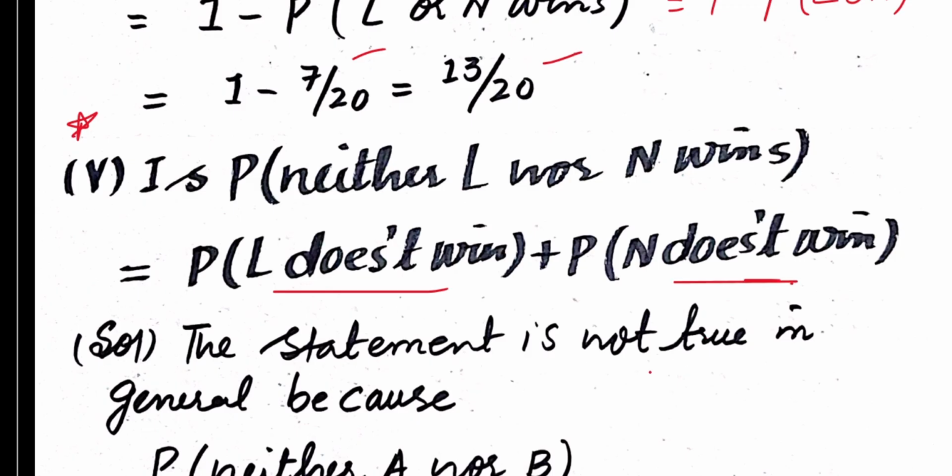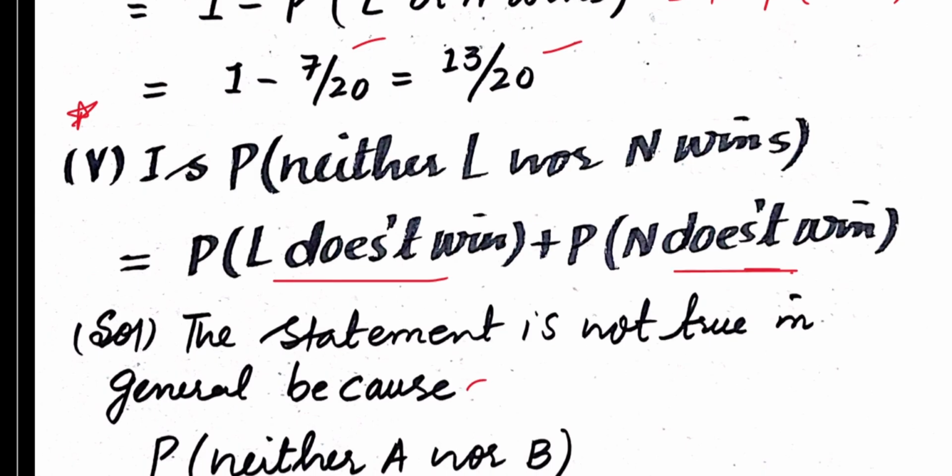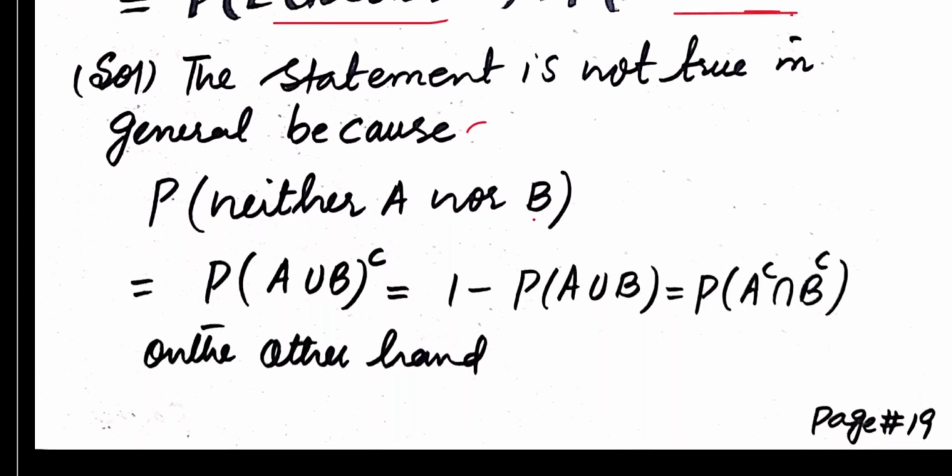Actually, this statement is not true in general, because we have a result: when we say probability of neither A nor B, it means probability of A union B whole complement, and this is equal to simply 1 minus probability of A union B by law of complement. On the other side, by using De Morgan's law, this A union B complement is equal to probability of A complement intersection B complement. So these three expressions are equal.